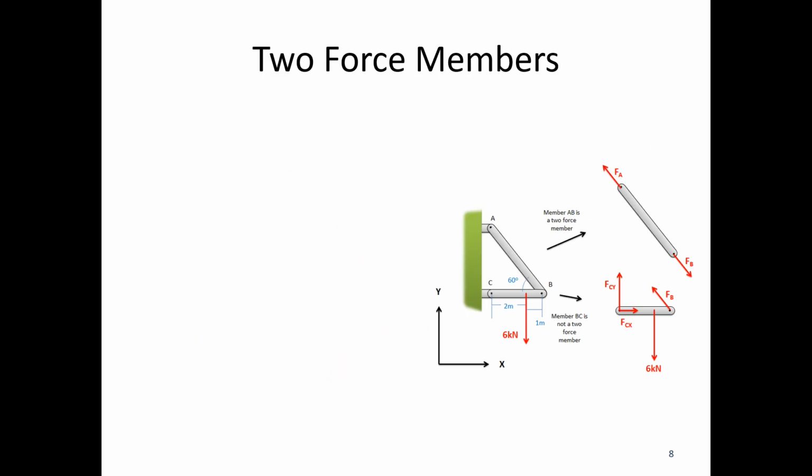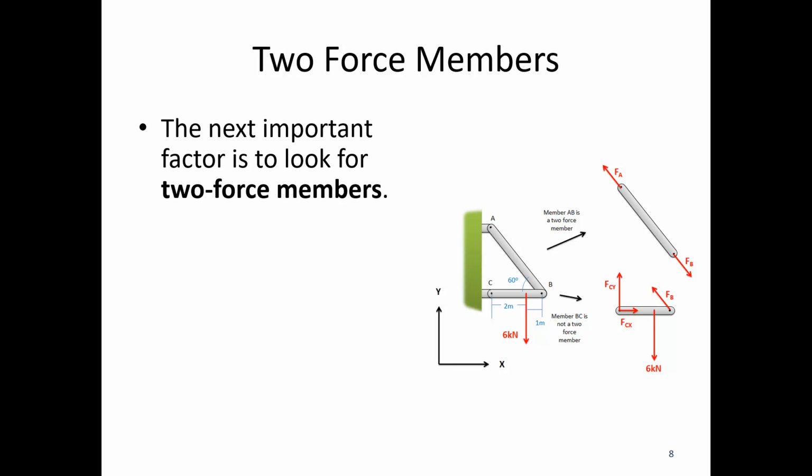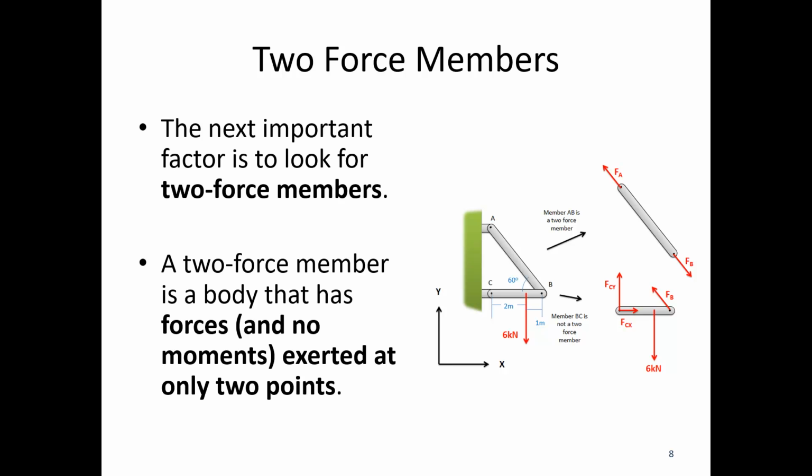All right, next up we have two-force members. A two-force member is a body that has forces and no moments exerted at only two points. So if we've got two connection points, like we have in both of them, A and B, we've got pin joints, possibly forces at each of those pin joints, same with BC. But we have a force in the middle of BC. So I've got forces at 1, 2, 3 points down here. This is not a two-force member. I've got forces at 1, 2 points up here. This one right here is a two-force member.